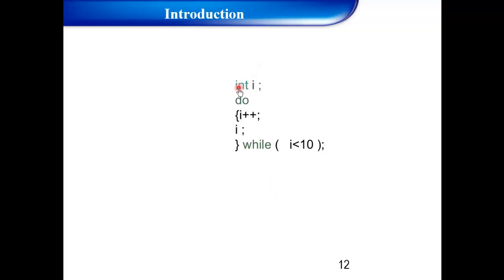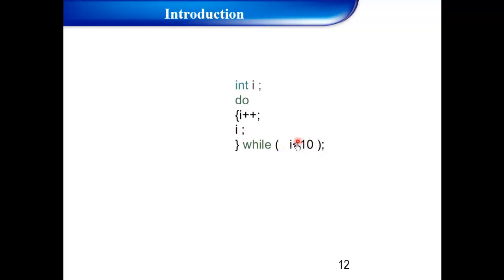For example, integer i default equal to 0. Do i plus plus, I mean i plus 1. Now look at this: default i equal to 0. In this line i equal to 1. In this line i equal to 1.